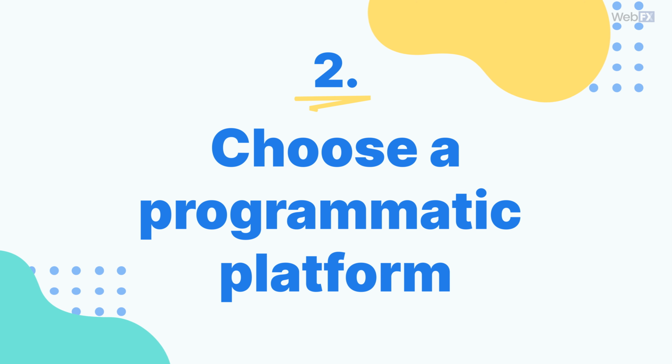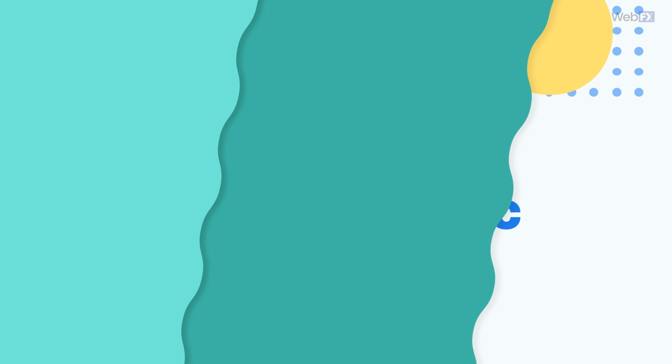Number two, choose a programmatic platform. Maybe the most important thing you need when planning your strategy is a platform to buy ad space and launch your ads. Now, I think it's safe to assume that you're an advertiser, so you'll need a tool with DSP capabilities to get your strategy off the ground. There are plenty out there. I mean, Choozle, MediaMath, Adobe Advertising Cloud, and Xandr are just a few.